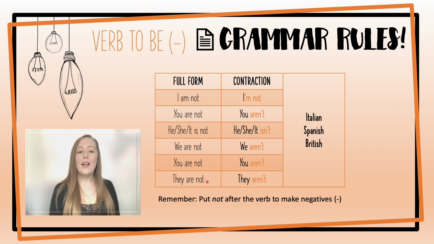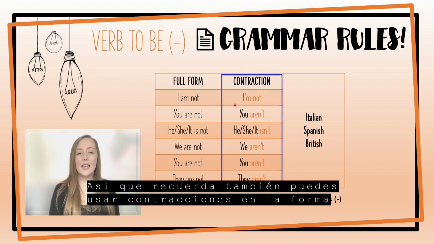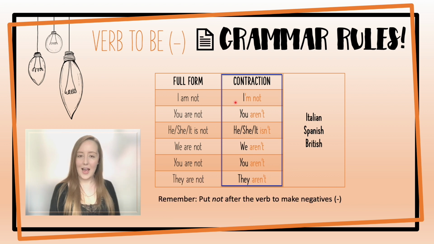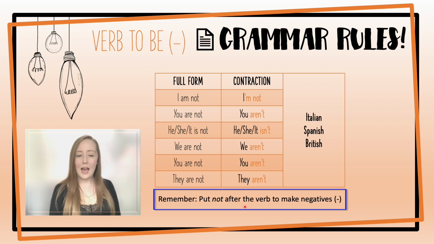And the last one, they are not. We can say they aren't. They aren't Italian. They aren't Spanish. They aren't British. So remember, you can also use a contraction in the negative form. I'm not. You aren't. He isn't. She isn't. It isn't. We aren't. You aren't. They aren't. So just to remember, we put not after the verb to make it negative.